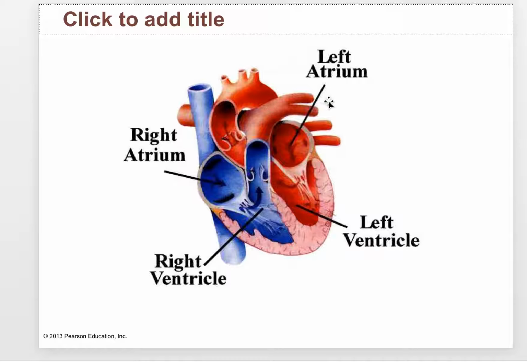And then after it comes back from the lung, the blood returns to the left atrium through these pulmonary veins, and then the blood flows down into the left ventricle, where it's then pumped out to the aorta and goes to the rest of the body.